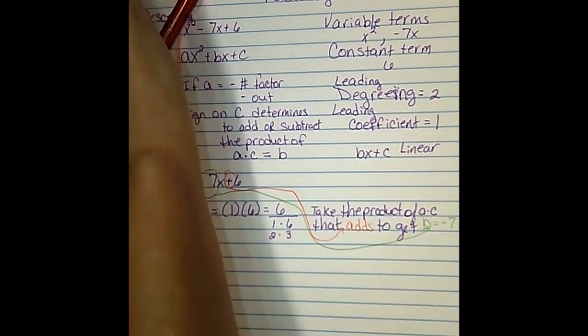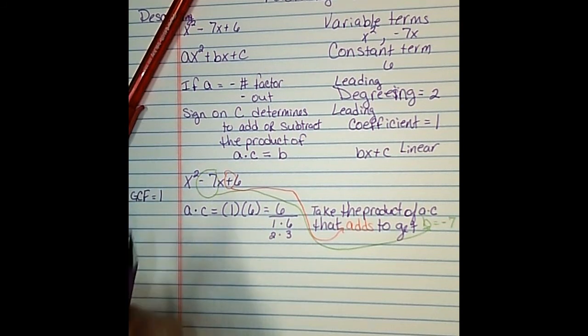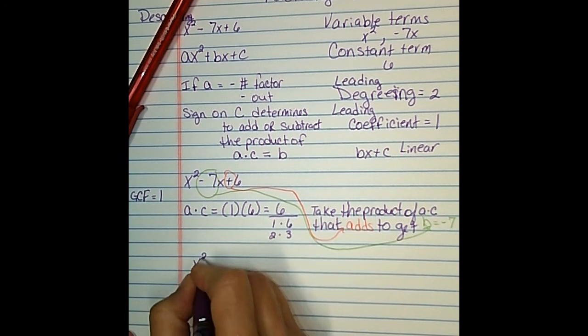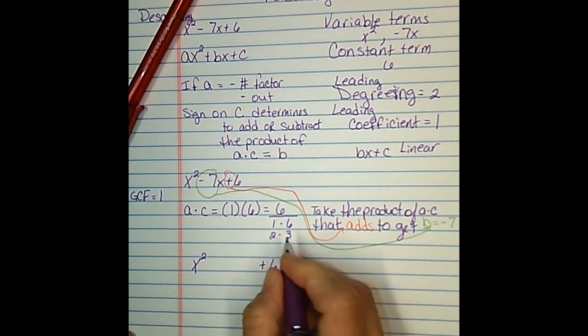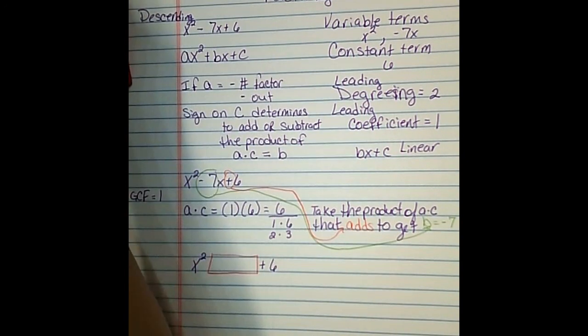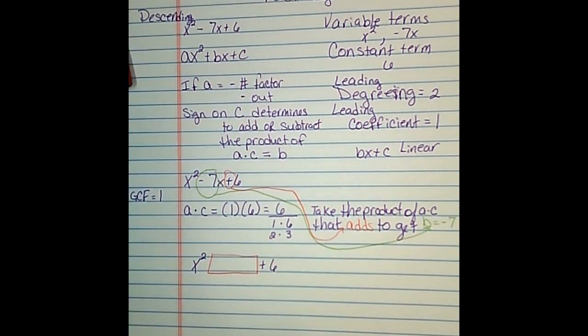Okay, so we're going to bring down what does not change. What does not change is the first term and my last term. And what I'm doing is I'm going to rewrite the middle term in terms of 4, so I can factor by grouping.